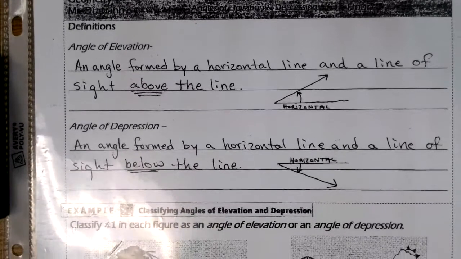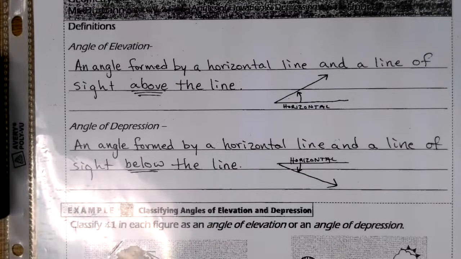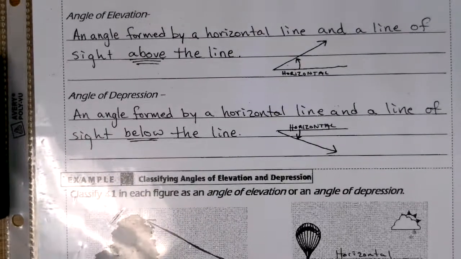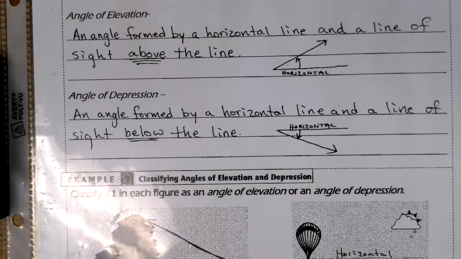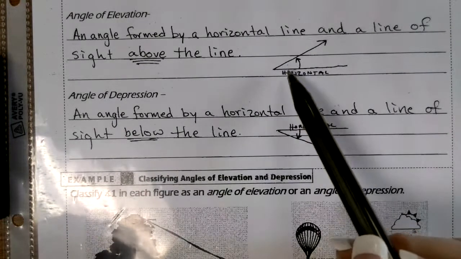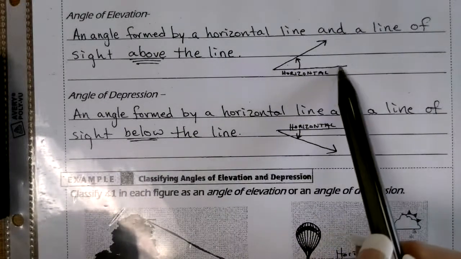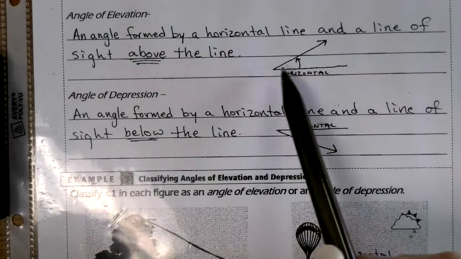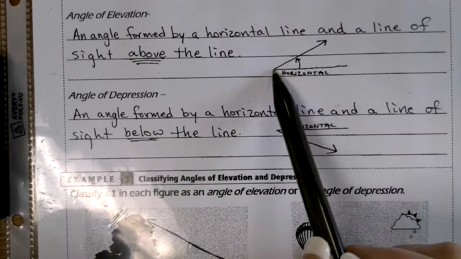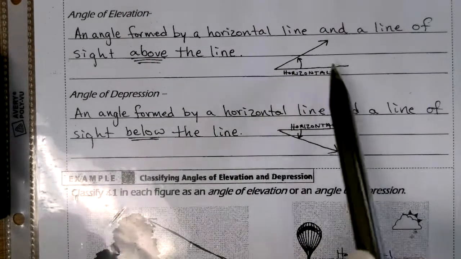Looking at our 8.4 notes, we are going to be looking at angles of elevation and depression. So a little vocabulary to get us started. Angle of elevation is an angle formed by a horizontal line and a line of sight above the horizontal line. So you can see in the diagram here that this is my horizontal line. It's parallel with the ground, and my angle of elevation is going up from that horizontal line.